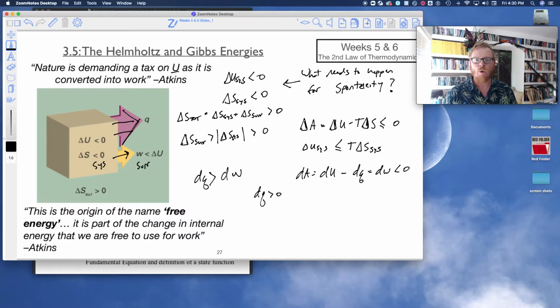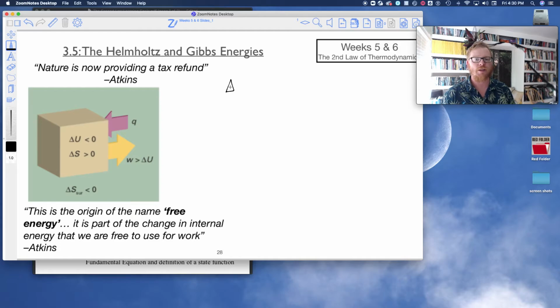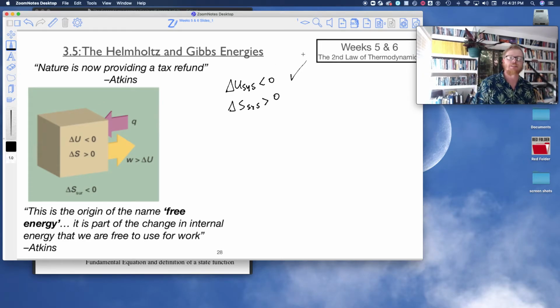Okay? What about another situation? Well, let's impose that delta U system is less than 0 still, but what if now the change in entropy of the system increases? So it's looking good so far for spontaneous, right? We should just say right away that should be spontaneous. But now what are the physical observables when this happens? What are the consequences?